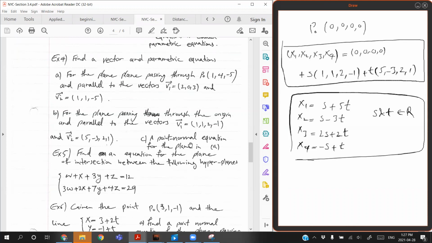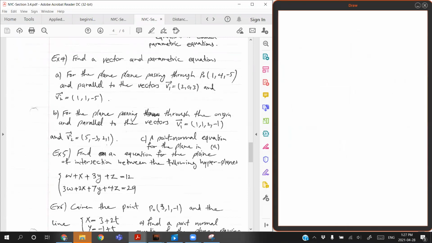Part C, it says, find a point normal equation for the plane in part A. So since the plane in part A is a plane from R3, I should also be able to find a point normal equation for this plane. Let's see what we have and what we need in order to write that point normal equation for the plane. So point normal equation for a plane in R3.